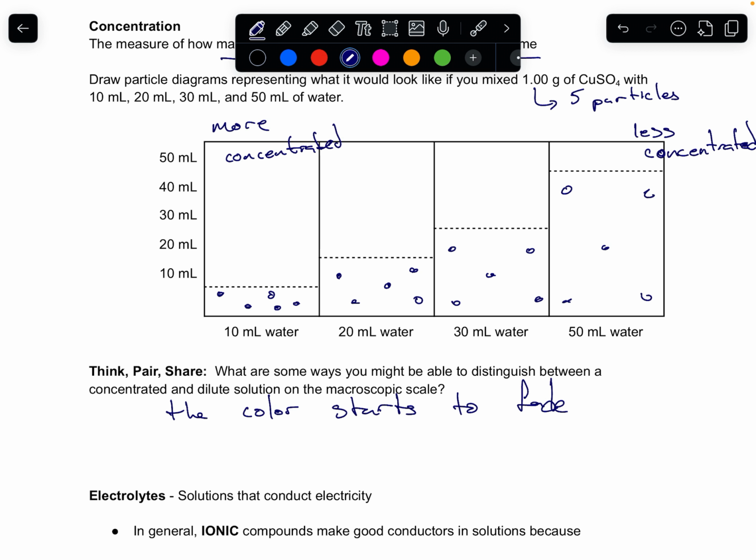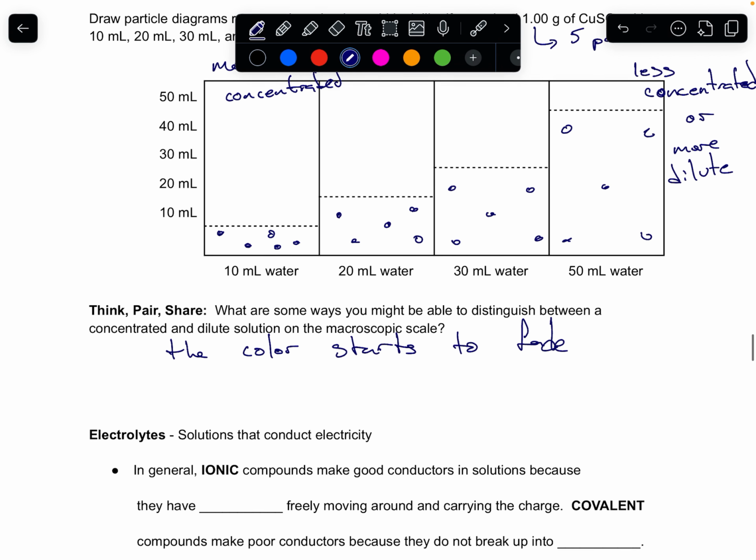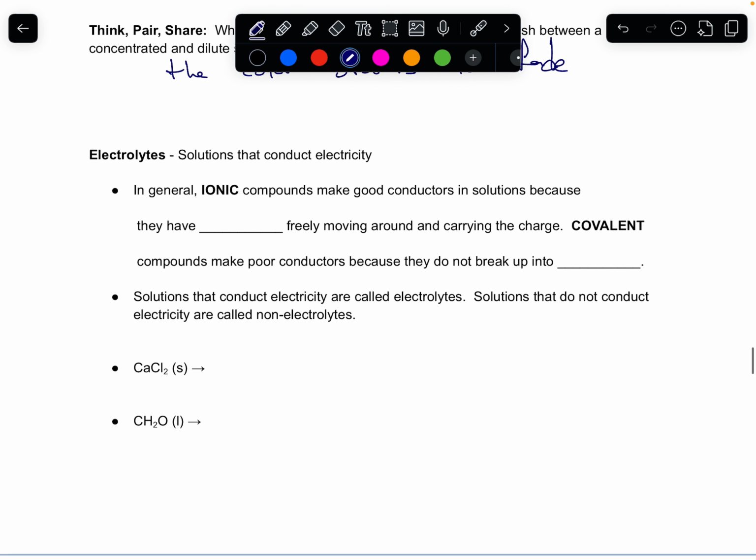And I should say here also, another way of saying this, instead of calling the 50 mil one less concentrated, we could also call it more dilute. So when we add water or add solvent to a solution, it's called diluting, or dilution.